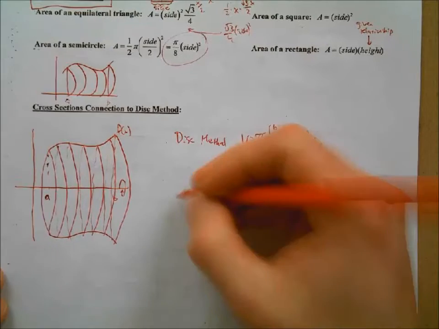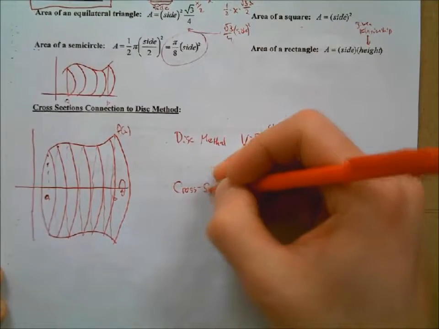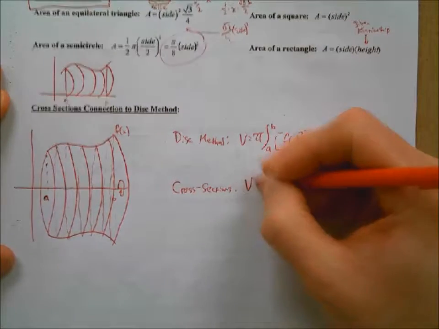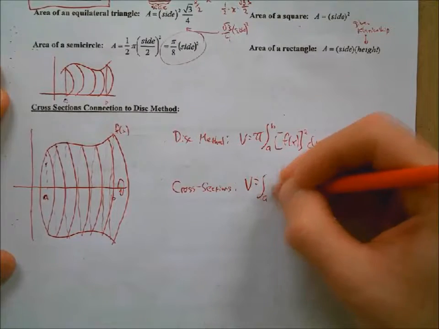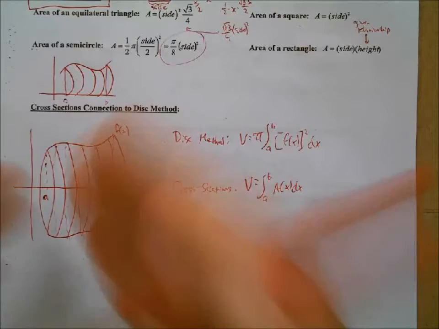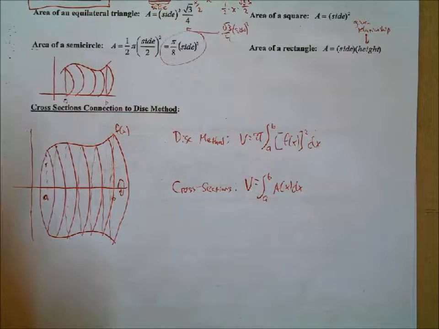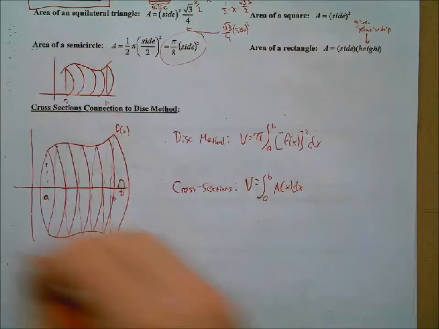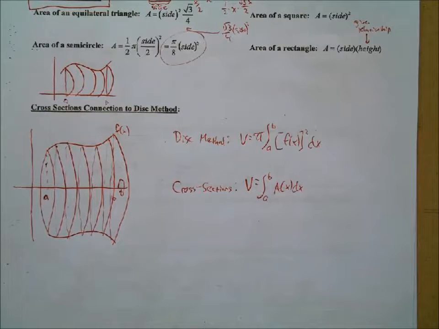By cross sections, remember, the generic formula for cross section is the integral from a to b of the area of one of our cross sections. With this solid, if we were to make a slice through it, what kind of shape would our cross section be? Not semicircles, full circles, right? Because we go completely around the x-axis, it would create a circle as our cross section. What's the area formula for a circle?